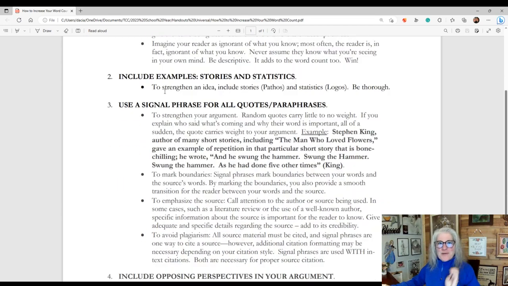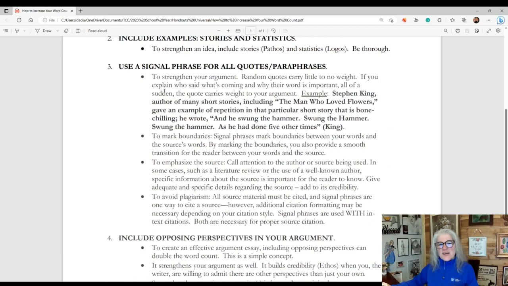I like it. Do you like it? I like it. Number 3, use a signal phrase for all quotes and paraphrases. So when you're writing at a college level, you have to quote outside sources. You have to quote academic sources. You can quote them, you can paraphrase them. One way or the other, you're going to be using outside sources to construct your arguments in a college setting and sometimes outside of a college setting.